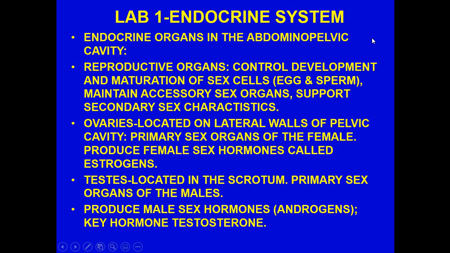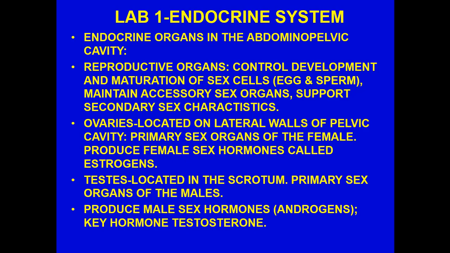The endocrine organs of the abdominal pelvic cavity include the reproductive organs. Now, we'll go into more of the reproductive system later on in the course, but we need to get familiarized with some of the endocrine functions right now. The reproductive organs control the development and maturation of sex cells, and what I mean by that is gametes, egg, sperm. They maintain accessory sex organs and support secondary sexual characteristics.